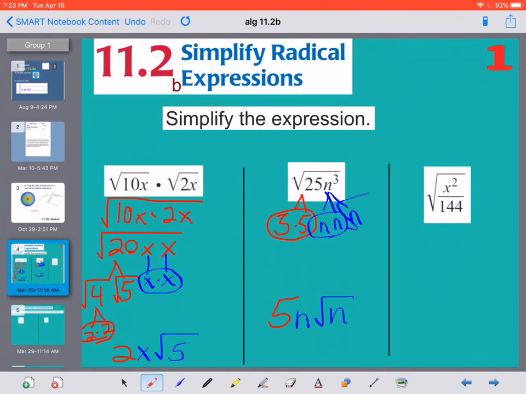Next one, we have a division problem. So this is the same as the square root of x squared over the square root of 144. So the square root of x squared is just x. Square root of 144 is 12. Our answer is x over 12.